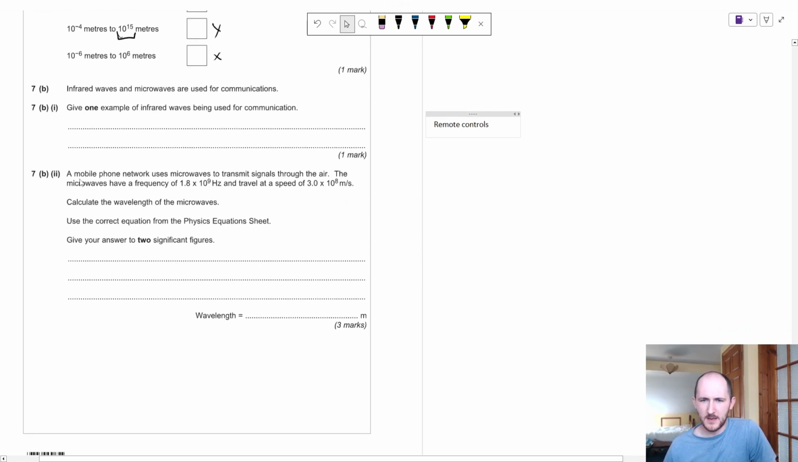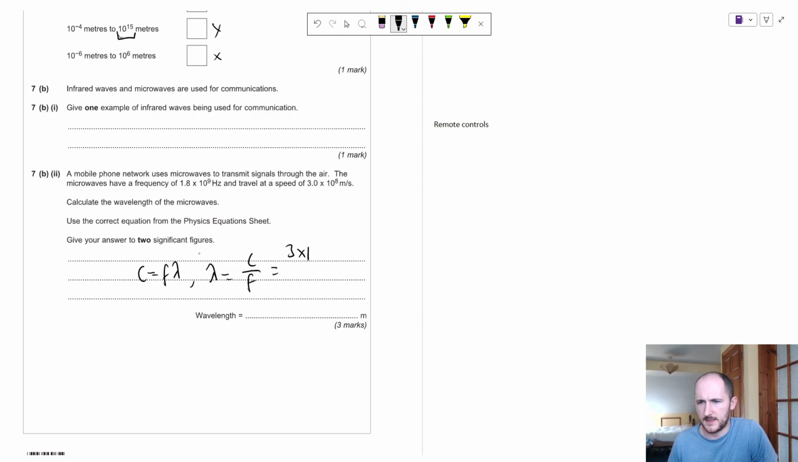Okay. A mobile phone network uses microwaves to transmit signals through the air. The microwaves have a frequency of blah blah blah, travel speed blah blah blah, calculate wavelength. That's fine. c is just equal to f lambda. So then we're trying to work out the wavelength. So lambda is equal to c over f equals 3 times 10 to the power of 8 over 1.8 times 10 to the power of 9, which gives me the final answer, which I'm going to work out now.